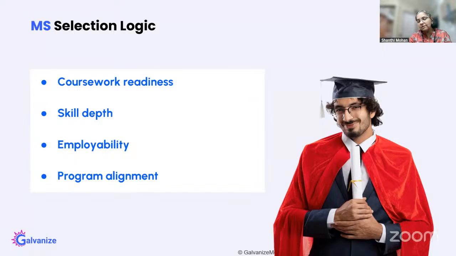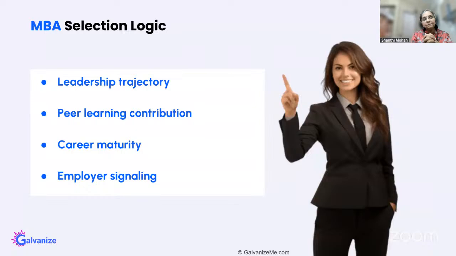So obviously, any program that we choose abroad, we always see what is the ROI for it, right? So one of the main ROI is calculated mainly through the employability. So if you're going for a program and if the program is not going to really take you to places, obviously no one is going to choose that. So make sure as the university is choosing you, you also make sure that all the four elements are aligned so that that's the best MS program that you could go for. And of course, MBA, most of the time the selection logic is leadership trajectory, peer learning, career maturity, and employer signal.